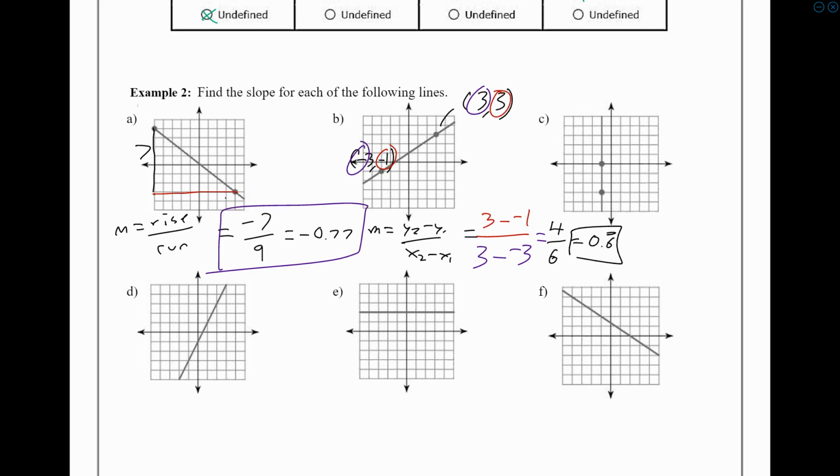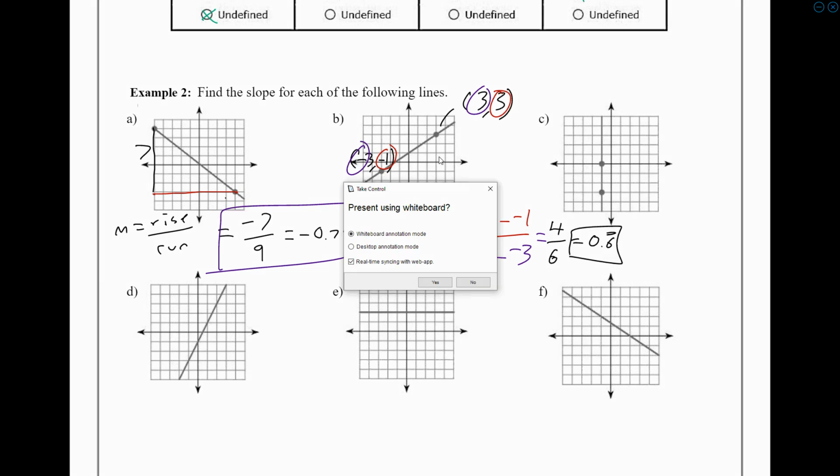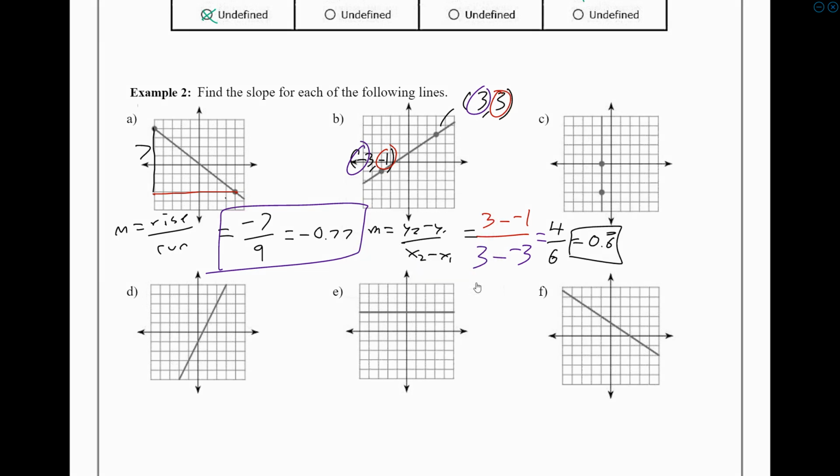Some of you guys may have just done this by rise over run. So rise would have been 1, 2, 3, 4. Run would have been 1, 2, 3, 4, 5, 6. So that's fine too. Slope as y2 minus y1 over x2 minus x1, or 4 rise over run.